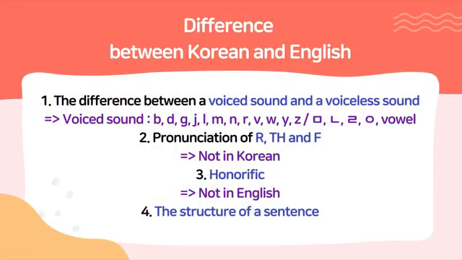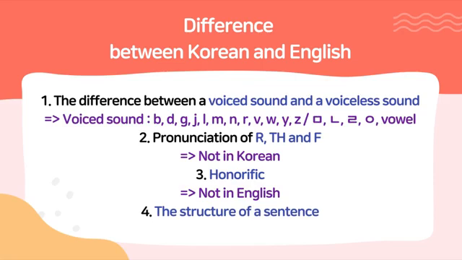Then what is the difference between Korean and English? First of all, there is a difference between voiced and voiceless sounds. English has sounds that do not make the vocal cords ring, because they are voiceless sounds, and P, S, T, F, and C are typical examples. Also, there are B, D, G, J, and so on. On the other hand, Hangul has all voiced sounds like M, N, L, and O. Also, in English, there are sounds called R, F, and TH, which are not found in Korean, and honorifics exist in Korean, but they don't exist in English.